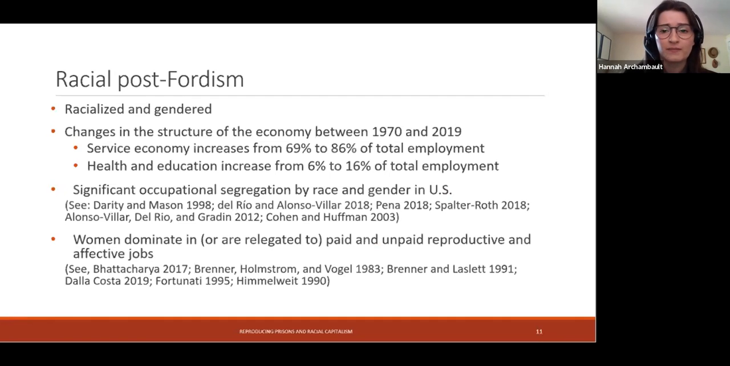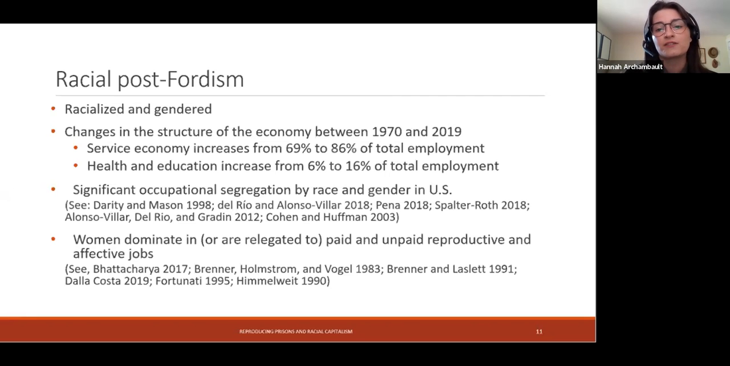Racial post-Fordism is racial in the way that all capitalism is racial, as defined by Cedric Robinson. And feminist economics, and Marxist feminist economics in particular, have analyzed and described the ways in which capitalism is also patriarchal. There's been a significant shift from work that produces goods to service work between 1970 and now, a set of changes that I'm sure we are all familiar with. And a significant amount of this work is reproductive and highly affective, and it's also segmented into lower wage and higher wage work in ways that are both racialized and gendered.